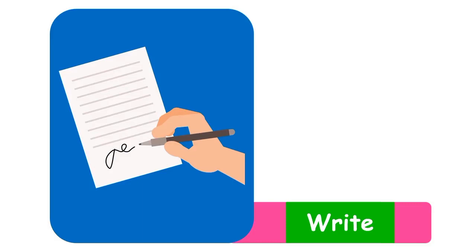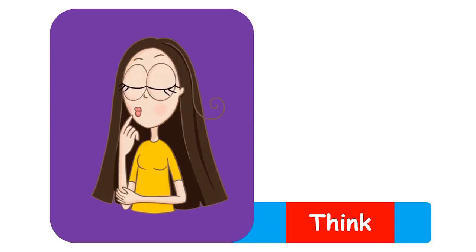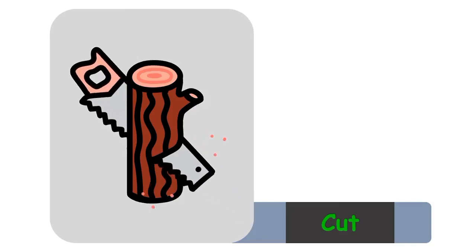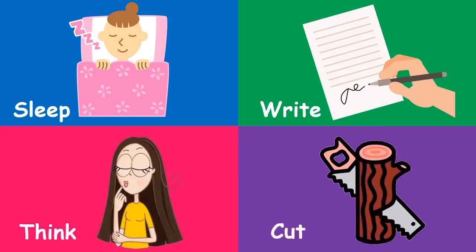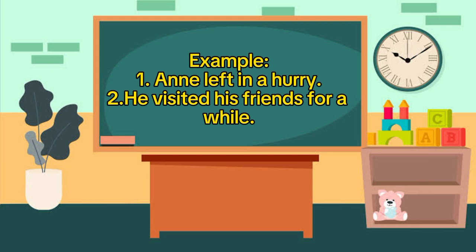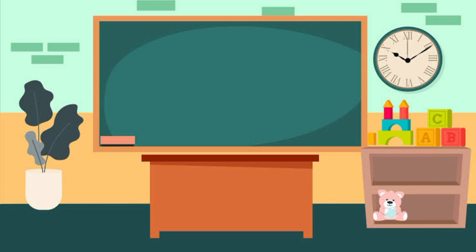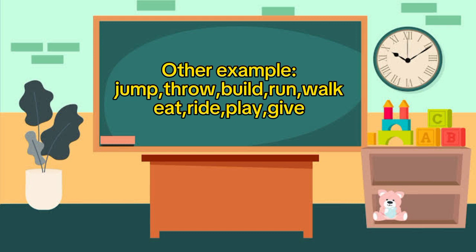More examples: sleep, write, think, and cut. Another example of action words: Anne left in a hurry. He visited his friend for a while. In the first sentence, Anne is the subject. Left is our action verb. In the second sentence, he is our subject. Visited is our action verb. The following are more examples of action verbs: jump, throw, bail, run, walk, eat, ride, play, give.